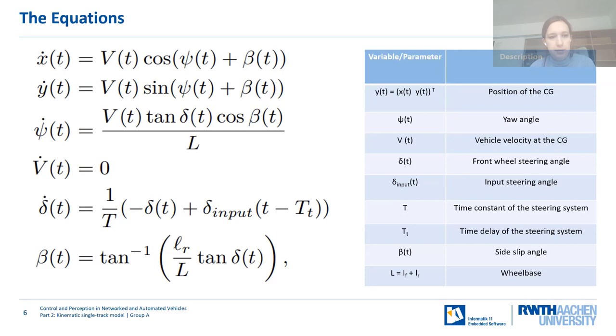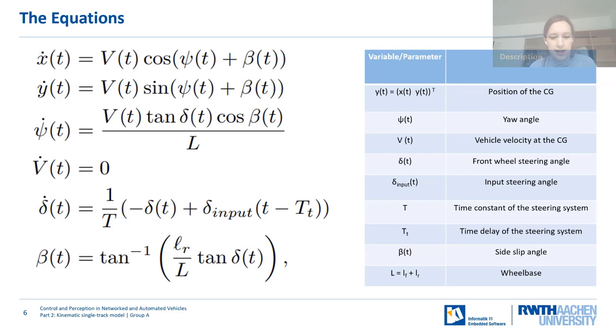The fourth equation is the vehicle velocity. And the fifth equation, we think about the steering angle, and we calculate that by the current steering angle and the input steering angle with respect to time constants and time delays.